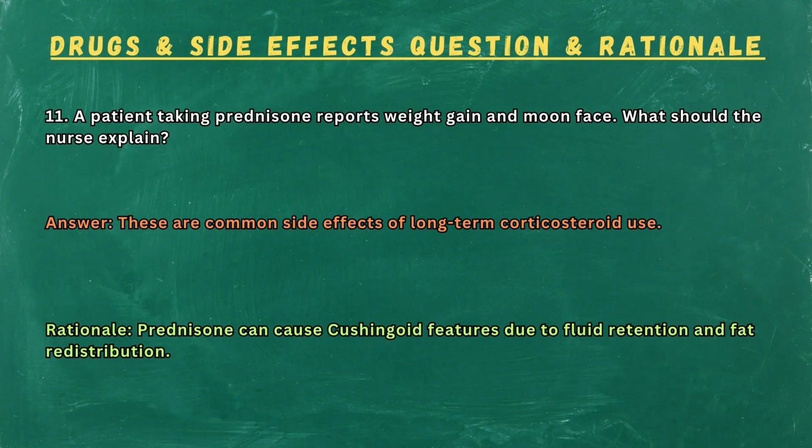11. A patient taking prednisone reports weight gain and moon face. What should the nurse explain? Answer. These are common side effects of long-term corticosteroid use. Rationale. Prednisone can cause Cushingoid features due to fluid retention and fat redistribution.